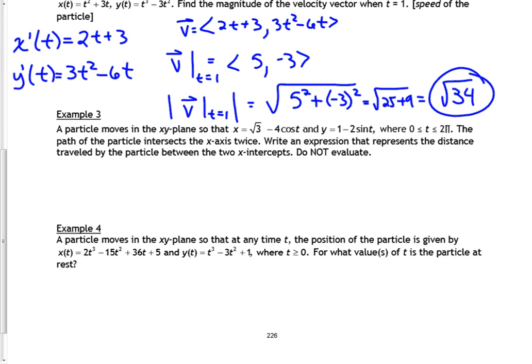Now we have two new x and y components. We've got some trig involved, and the path of the particle intersects with the x-axis 2 times. And then we're going to write an expression that represents the distance traveled by the particle between the two x-intercepts. Well, let's talk about what that means. The distance traveled between these two x-intercepts in terms of calculus is actually just going to be arc length. And we know how to find arc length. It's the square root of dx dt squared plus dy dt squared, definite integral between our two bounds.